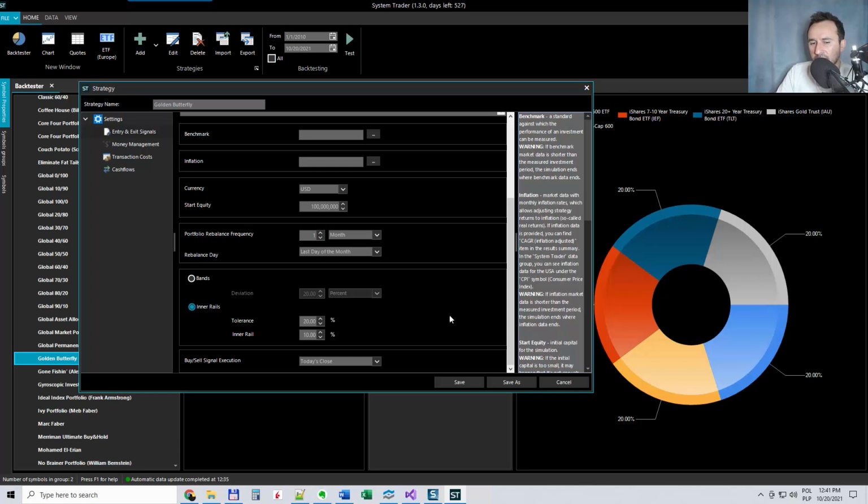So I think this is pretty interesting, and it's very interesting to experiment a bit using, for example, the System Trader software, because this way you can not only improve your portfolio, but if you are doing it wrongly, you can also increase the cost of transactions or the cost of taxes. And if you are doing it in a smarter way, like using the inner rails, you can even radically reduce the amount of transaction costs and the amount of taxes being paid.